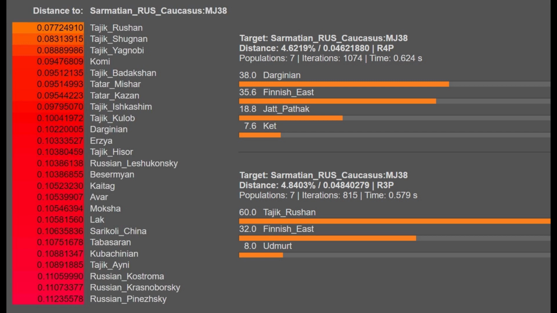And with G25, we see more of the same. With G25, he's getting modeled as a mixture of Tajik plus Finnish and Udmurt. So actually more Tajik than Finnish and Udmurt. So you see 60% Tajik plus 40% other Northeast European stuff.